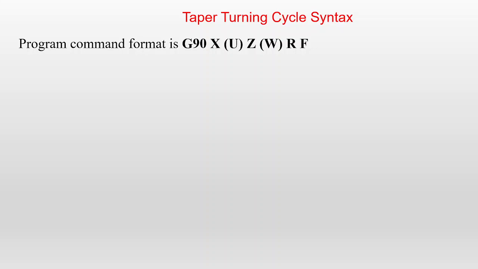Now let us see what syntax is used for taper turning. Like our plane turning, here also G90 is used for the taper turning: G90, X, Z, R and F. Here the only addition is the R value, compared to the plane turning cycle. Now let us see what these individual components are.